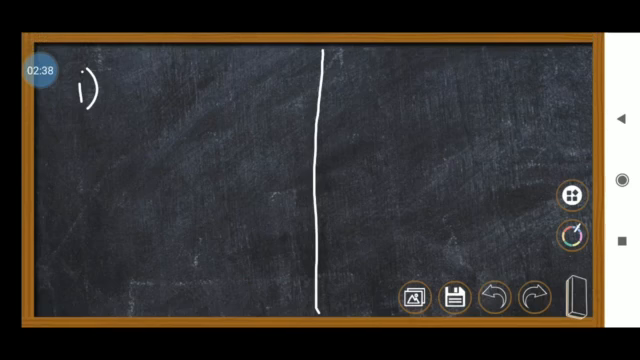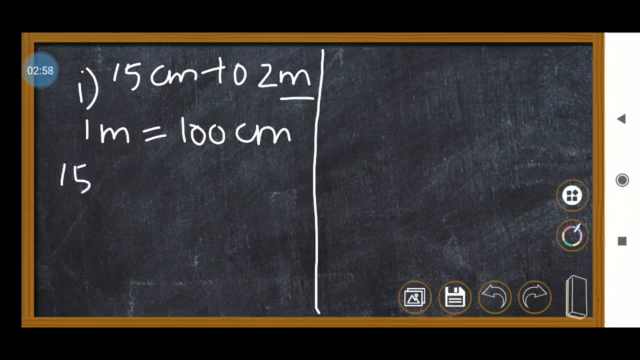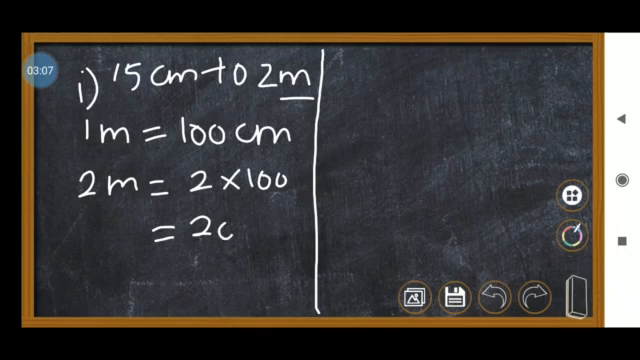What they gave: 15 centimeter to 2 meter. First we have to convert this meter into centimeter. 1 meter is equal to 100 centimeter. So 2 meter means how much will come? 2 into 100, right? 2 into 100 means 200 centimeter. So now we converted 2 meter as 200 centimeter.